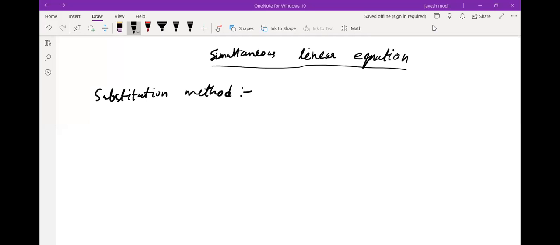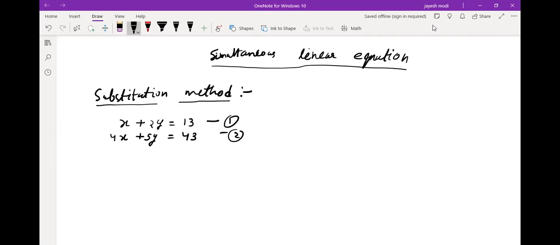So when is it used? Do you know? Read the equation. x plus 2y equals 13 and 4x plus 5y equals 43. Okay? Are you all there?